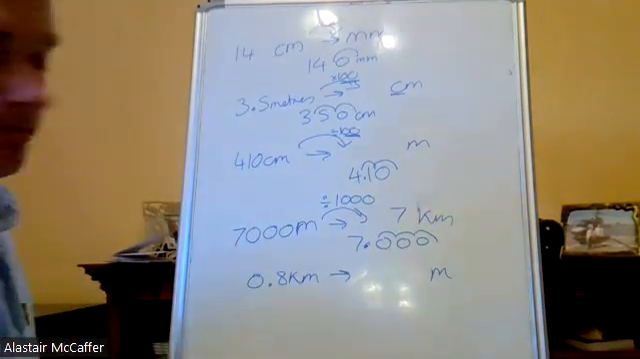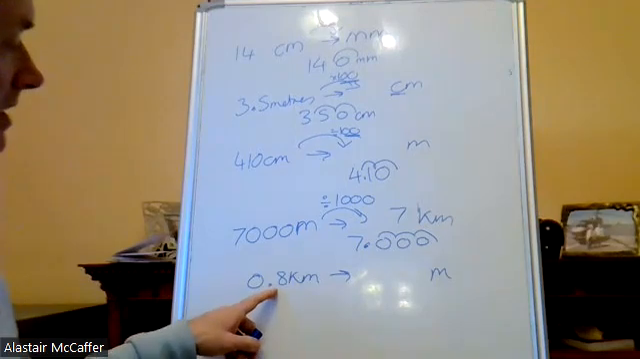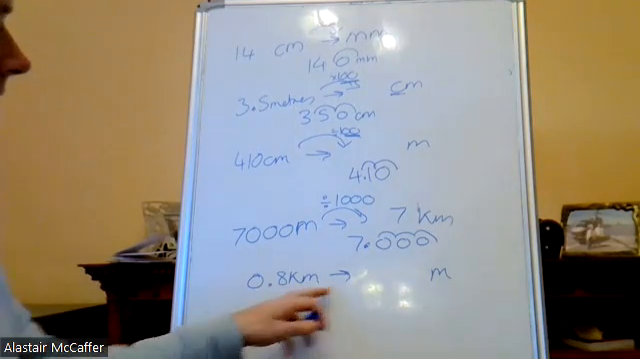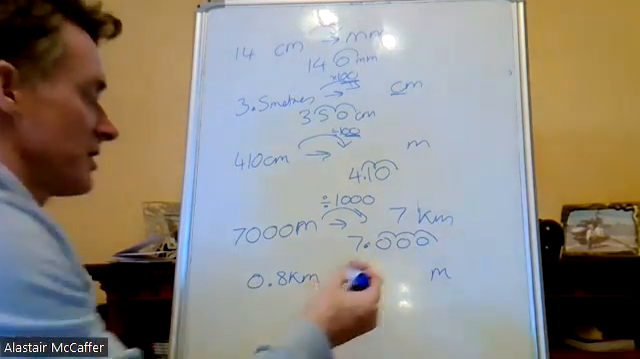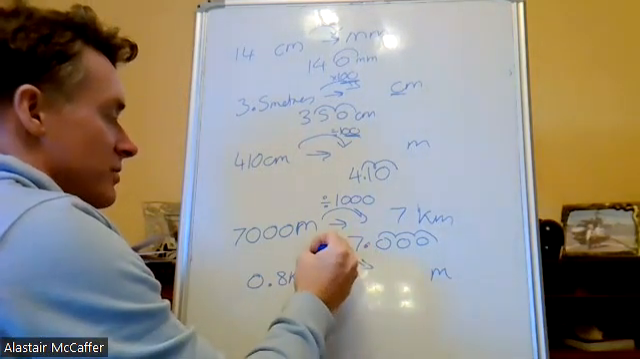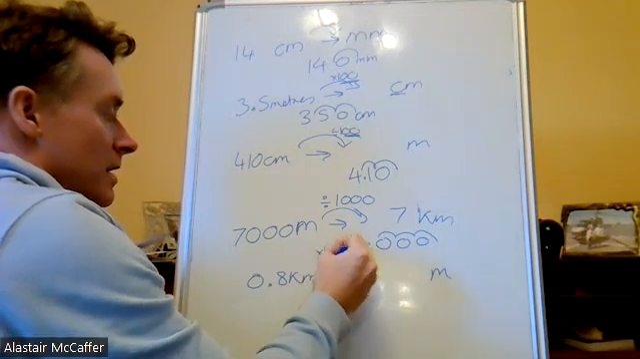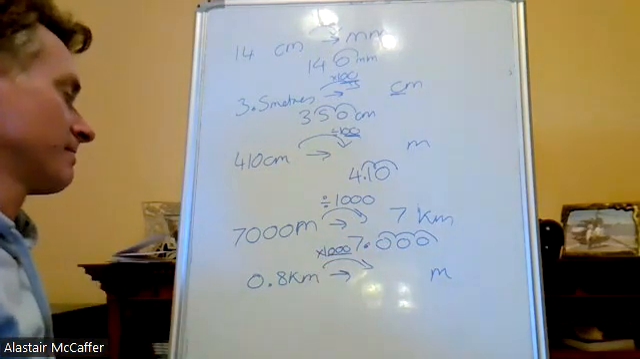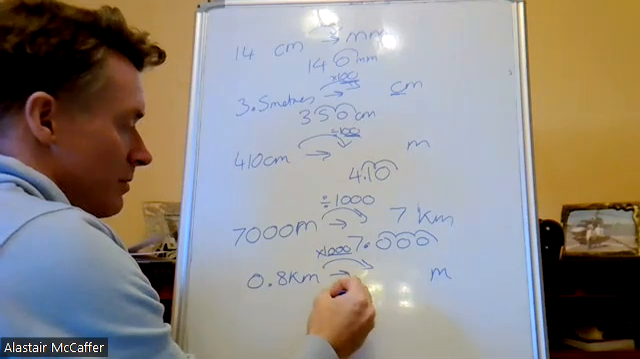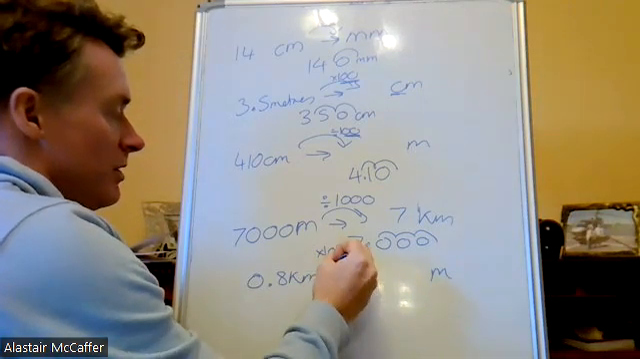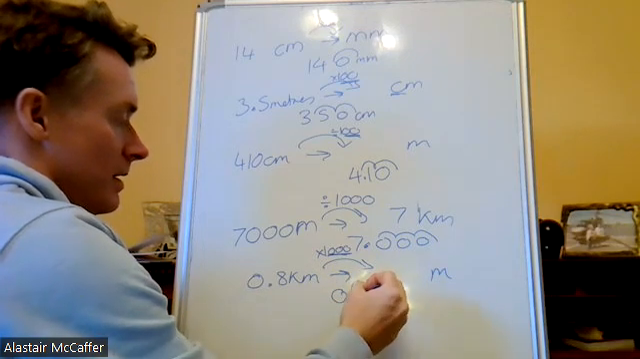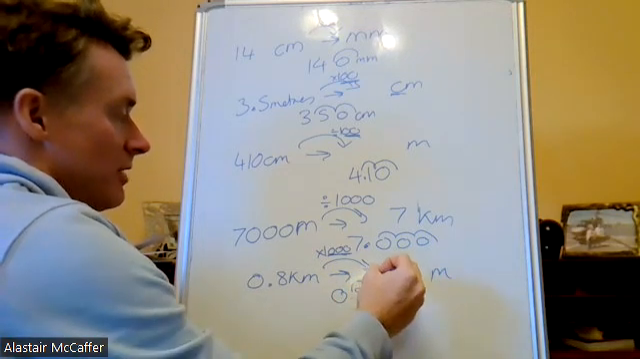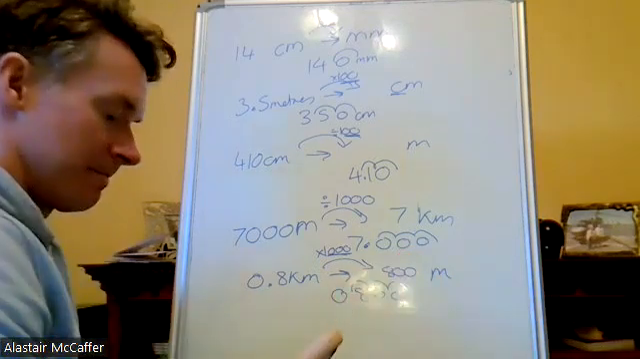And finally, what you've got is 0.8 kilometres, and you go into the smaller unit. Metres is smaller than kilometres, so you would have to times by 1,000. Kilo means 1,000. So what you've got is you've got 0.8, and then you would move it 3 places to the right. 1, 2, 3. So it would give you 800 metres.